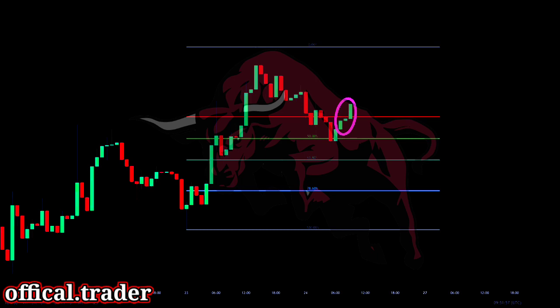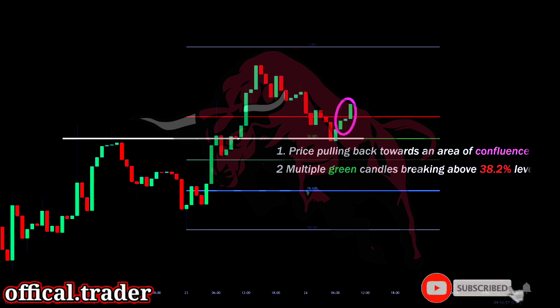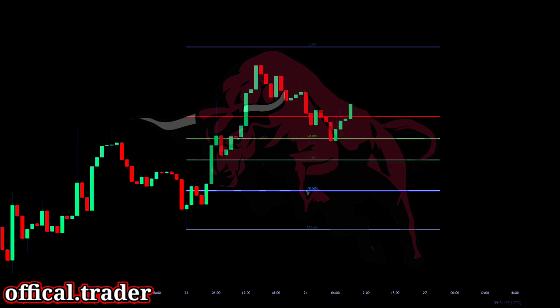So let's recap what we have currently. First, we have price pulling back towards an area of confluence, which is a Fibonacci level and a resistance level at the same time. And second, we can also see signs of upwards momentum indicated by multiple green candles breaking above the 38.2% level. So based on this, we can conclude that the price will likely bounce at this level. And so this is a good opportunity to take a long position.